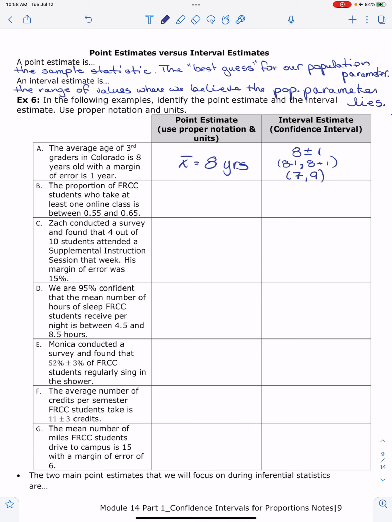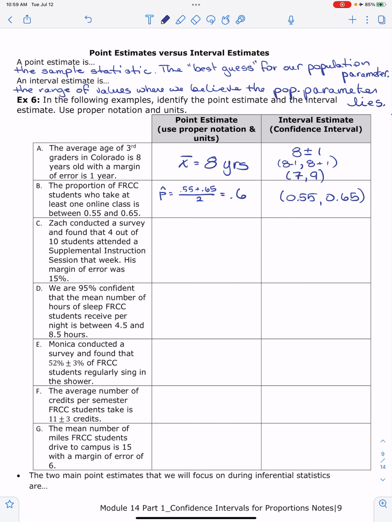B, we have the proportion of FRCC students who take at least one online class. That falls between 0.55 and 0.65. So here we are given the confidence interval. Remember that our sample proportion is p hat. That is going to be the average of my endpoints. And I get a sample proportion of 0.6.